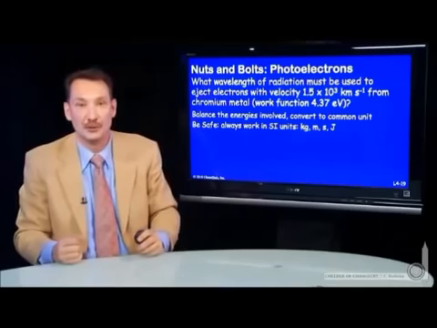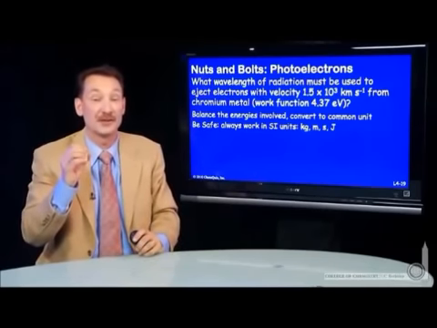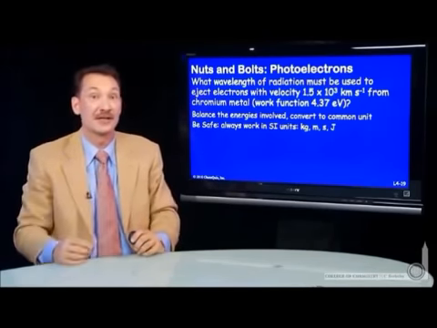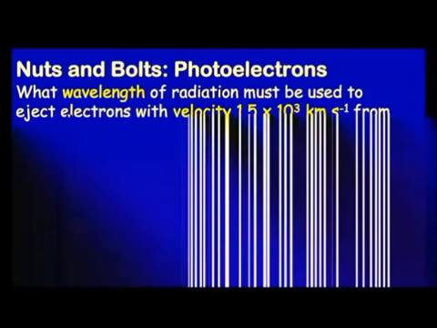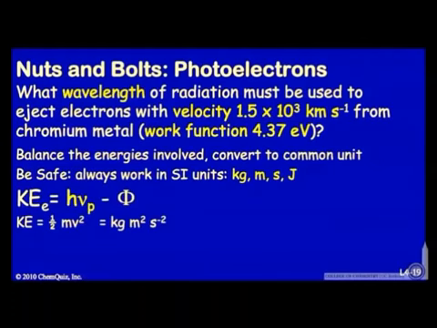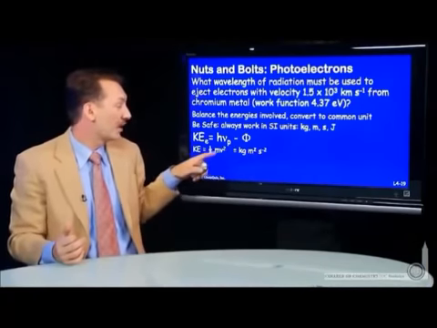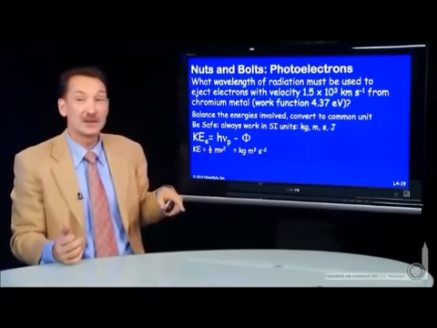An energy, joules. That'll keep your energies, your units consistent and allow you to do the calculations correctly. So again, the kinetic energy of the electron is the energy of the photon minus the work function of the metal. We can calculate the kinetic energy of the electron. We're going to have to look up its mass and use the velocity that we've been given. So we'll use kilograms for its mass, meters for the length, per second for the velocity. Meters per second squared.